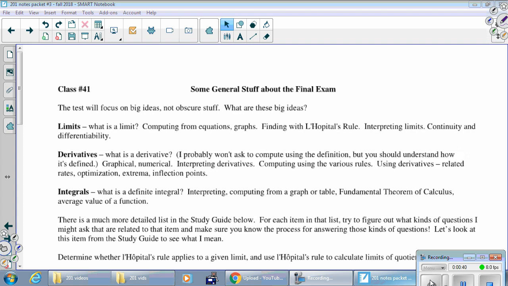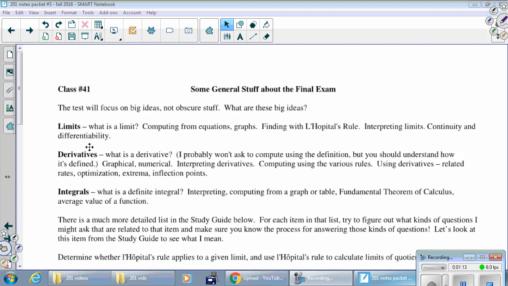to be differentiable. Derivatives were obviously the bulk of what we did this semester. So you should know what a derivative is generally speaking, in terms of the slope of a tangent line, and what that slope has to do with the crazy limit definition, right? The limit as h goes to 0 of f of x plus h minus f of x over h. I probably won't ask you to use that limit definition to compute a derivative, but you should still understand where that definition came from.